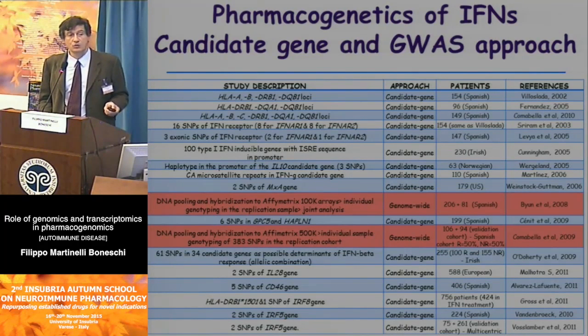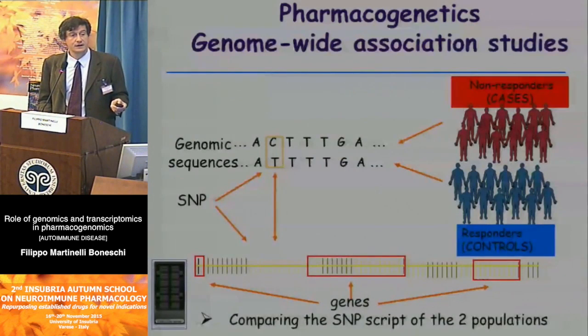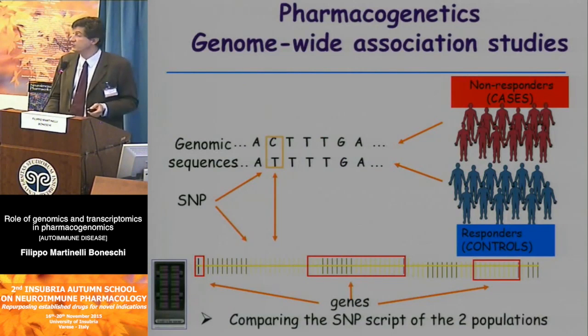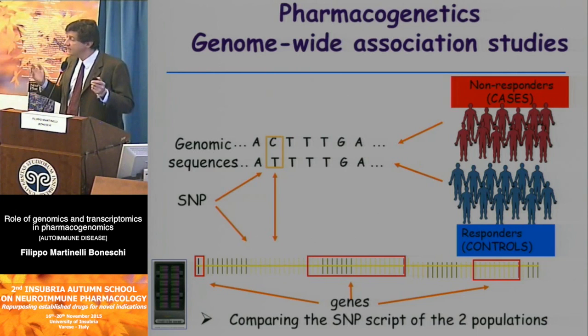Then two genome-wide studies have been performed, and once again look at the number, which is 200, so once again relatively underpowered studies. These two studies have been performed using a genome-wide association approach. So what is the main difference? Well, in a candidate gene study, you say, okay, IFNAR1 and IFNAR2 are interesting genes, so I'm taking polymorphisms of IFNAR1 and IFNAR2, and I compare the frequency of these variants in responders and non-responders. So you are using a hypothesis, and then you follow what is behind your hypothesis.